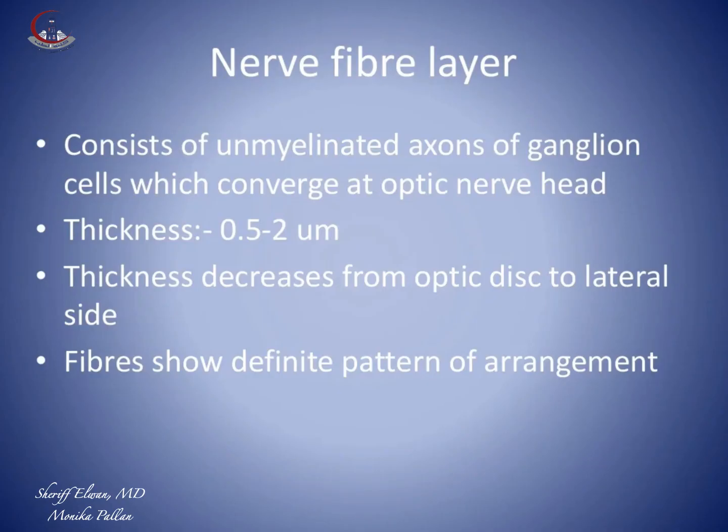Now the nerve fiber layer consists of the unmyelinated axons of ganglion cells which converge at the optic nerve head. Its thickness is half to 2 micron. Thickness decreases from the optic disc to the lateral side, and the fibers show a definite pattern of arrangement.